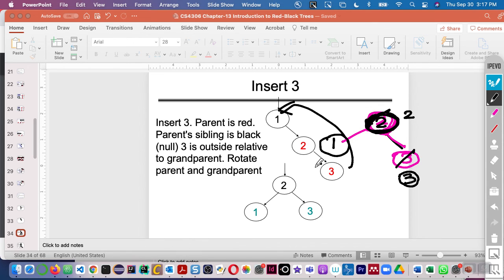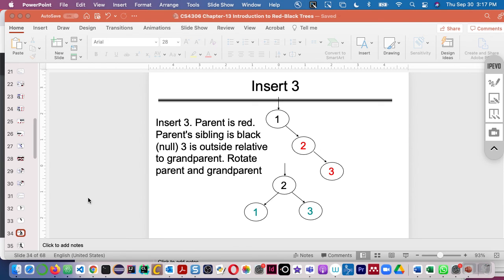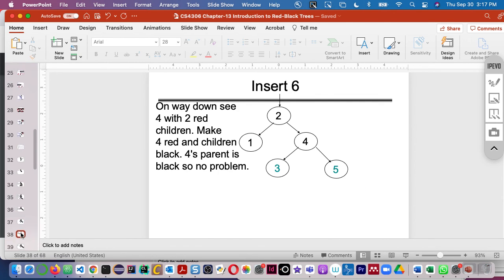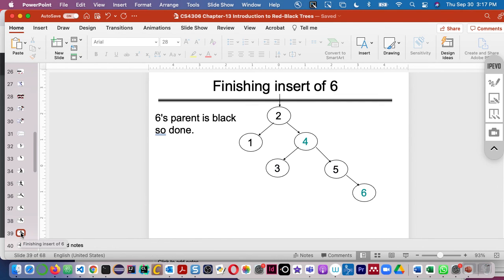So then it is violating color and also height. In order to maintain height, we do rotation, and in order to maintain color, we do recoloring. I will upload these slides in D12, and then please come to the next lecture. At least please look at the insertion operation, because deletion is more complicated than insertion.